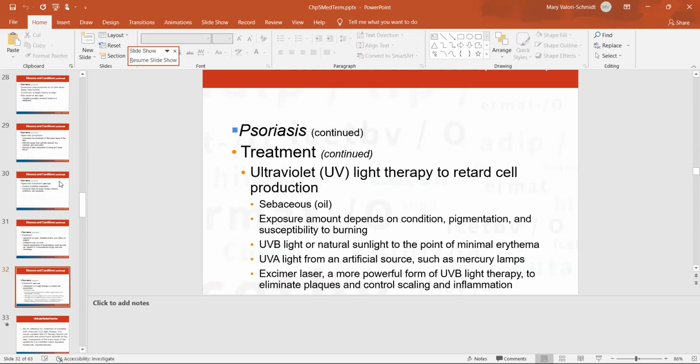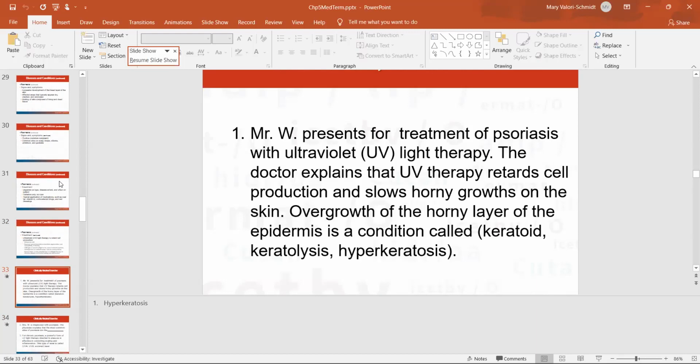If they really have it bad, we can use an artificial source like a mercury lamp, and even more aggressive treatment would be an excimer laser, which is kind of a controlled UV light that eliminates the plaque and controls the scaling and the inflammation.